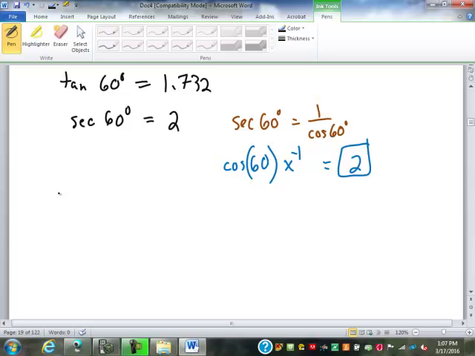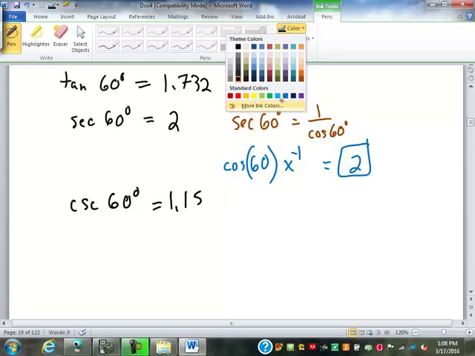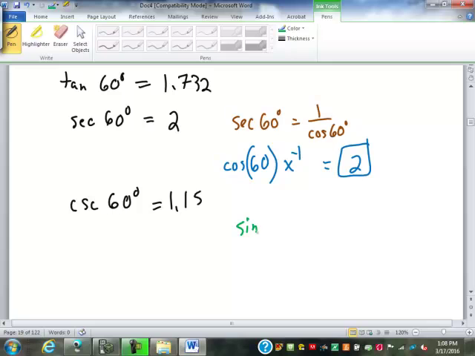How about the cosecant of 60 degrees? Get 1.15? For cosecant now, you're going to put in the sine of 60 and use that x to the negative 1 key. Or for some of you that have the reverse notation, you're going to hit in 60, then sine, and then 1 over x.